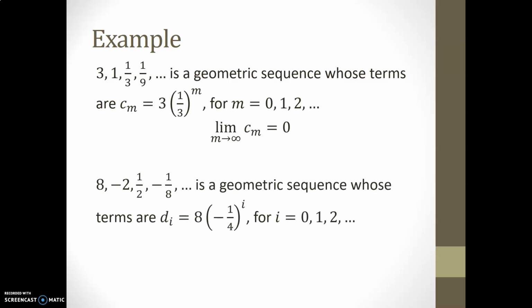Similarly, the alternating sequence with 8 as the first number and -1/4 as the ratio can be written in a general form, d_i, where i is the variable and refers to the position. So 8 times -1/4 to the i, and once again, because the ratio is less than 1 in size, the terms are shrinking and will eventually head towards 0.